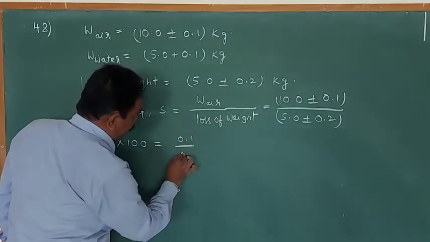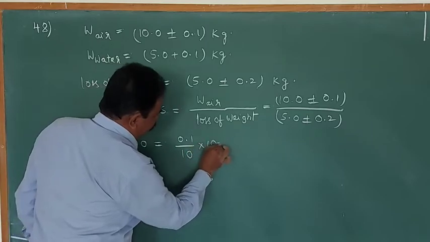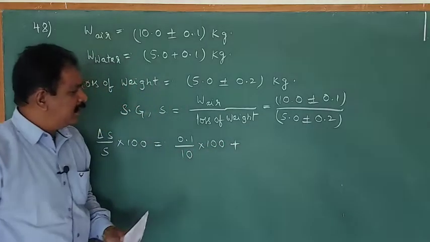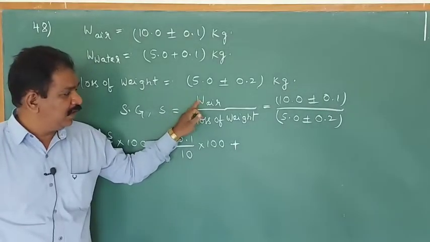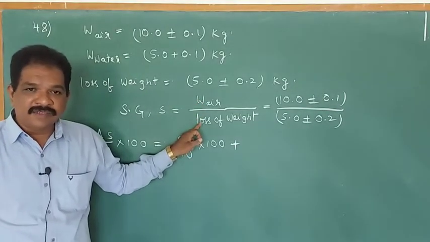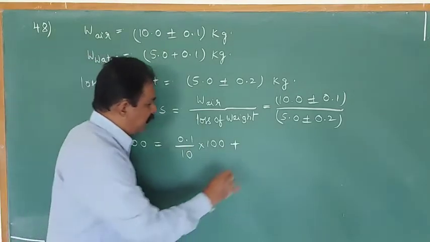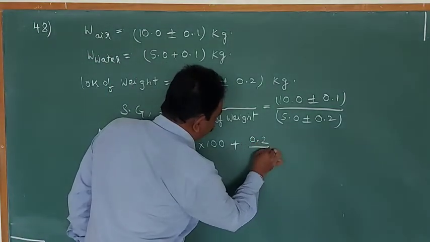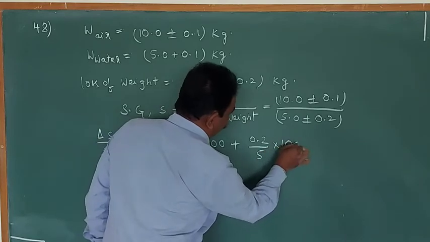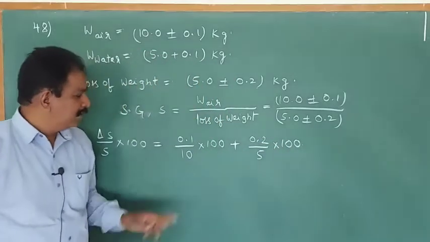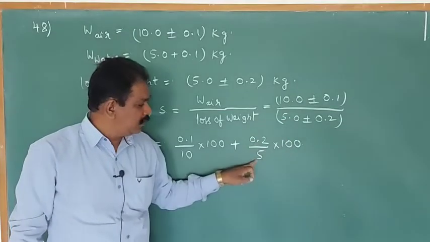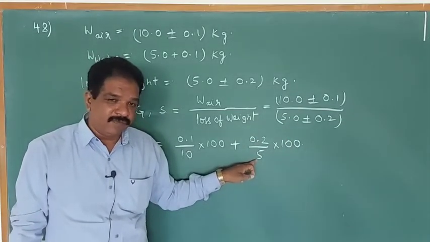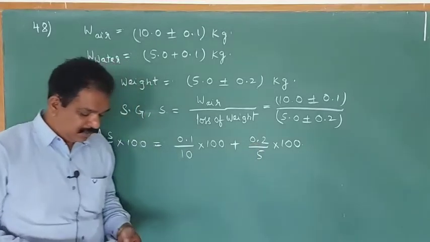0.1 by 10 into 100. That is the percentage error in the measurement of weight in air. For loss of weight, what is the percentage error? 0.2 by 5 into 100. 10.0 is nothing but 10 only, no? 5.0 is nothing but 5 only. So like this we have to write.